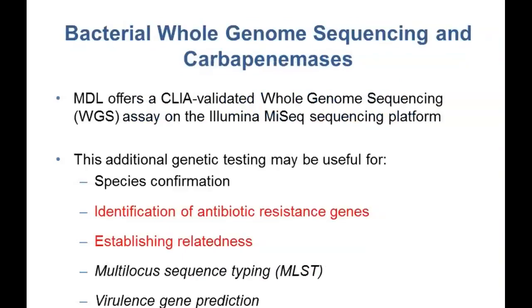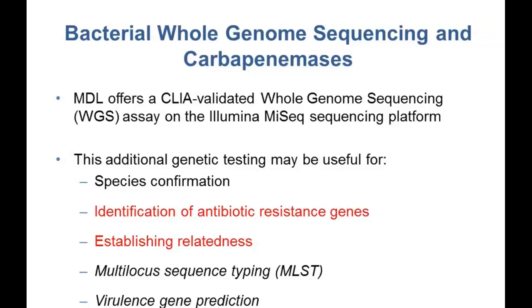So the core laboratory unit in the MDL performs whole genome sequencing for a variety of bacterial pathogens, including those implicated in healthcare-associated infections. The whole genome sequencing test on the Illumina MiSeq is CLIA validated, and it can be used for species confirmation or identification of antibiotic resistance genes, and either establishing or ruling out relatedness when there is a potential outbreak. It can also be used for in silico multi-locus sequence typing or virulence gene detection, both of which can be useful in specific situations.